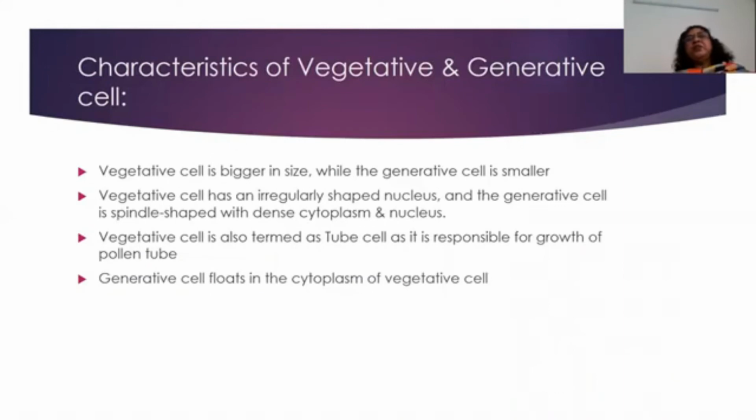Now basically, what is the difference between a vegetative and a generative cell? The vegetative cell is bigger in size and the generative cell is smaller. Vegetative cell has an irregular shaped nucleus, whereas generative cell is spindle shaped with dense cytoplasm and a nucleus. Vegetative cell is also termed as tube cell, as it is responsible for the growth of the pollen tube. Generative cell floats, as I have already told you, in the cytoplasm of the vegetative cell.